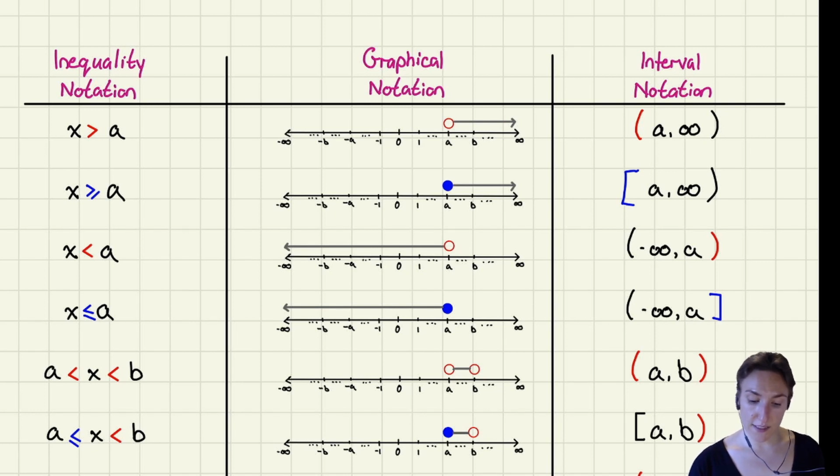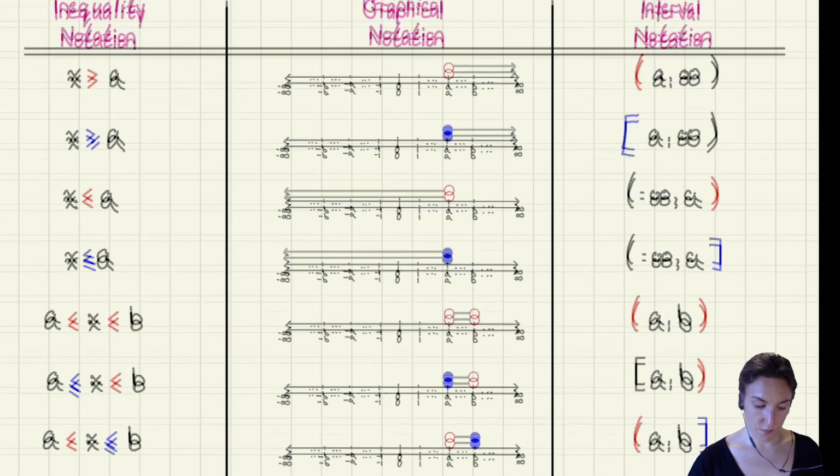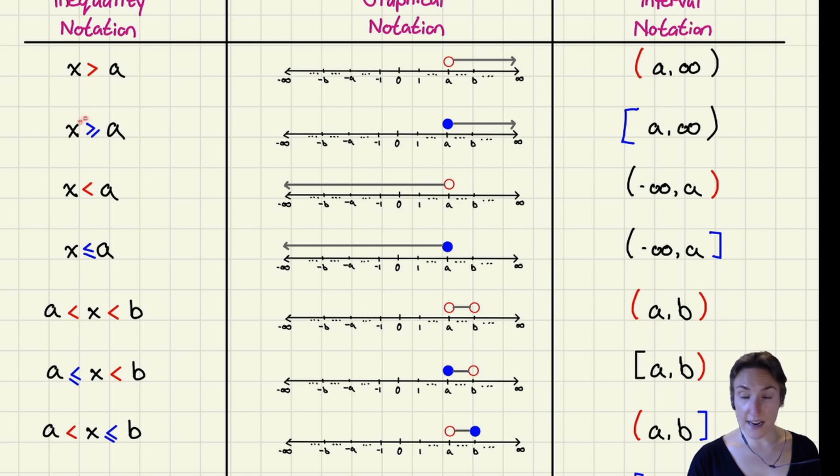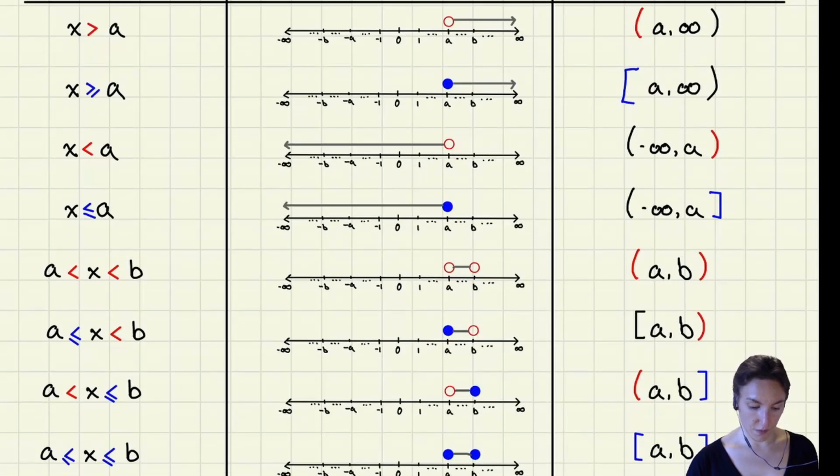If you wanted to write this in interval notation, the infinity always has to have a rounded bracket, and because we're not including A, this is also a rounded bracket. In the case where A is included, we would still draw the same thing, but our circle would be colored in, and I would have a closed bracket here, a square bracket, because it's included.